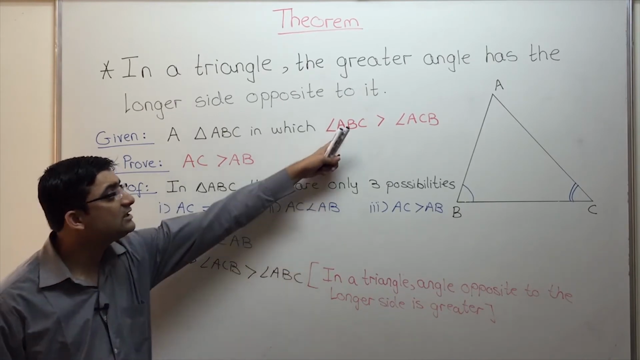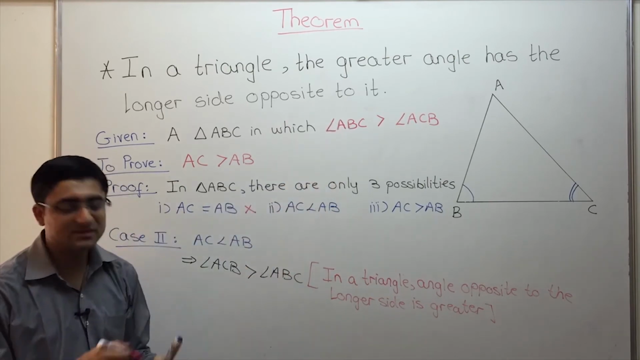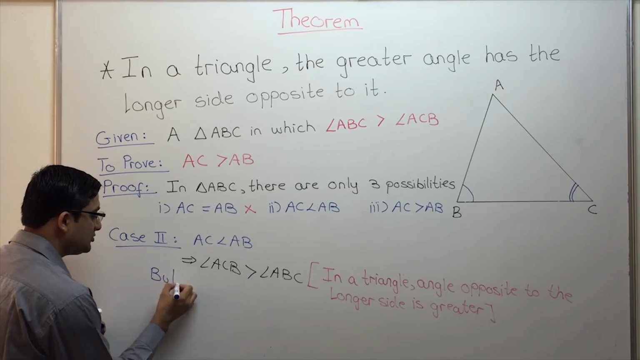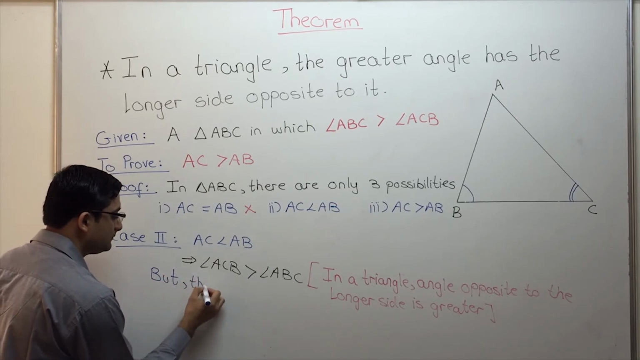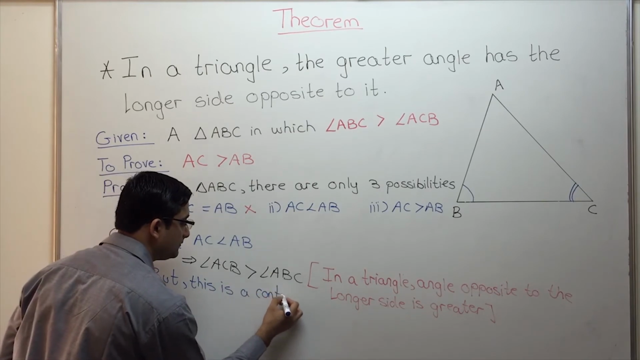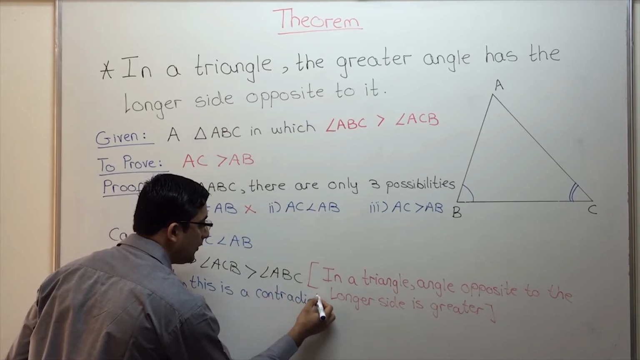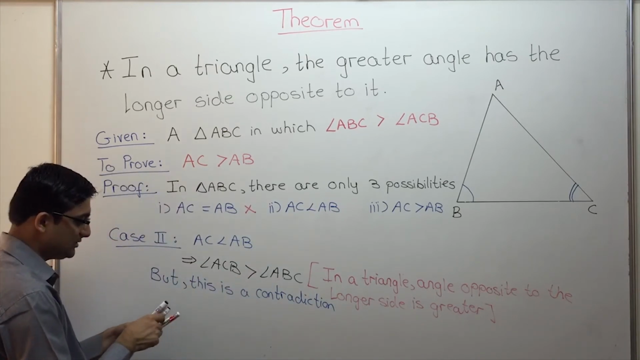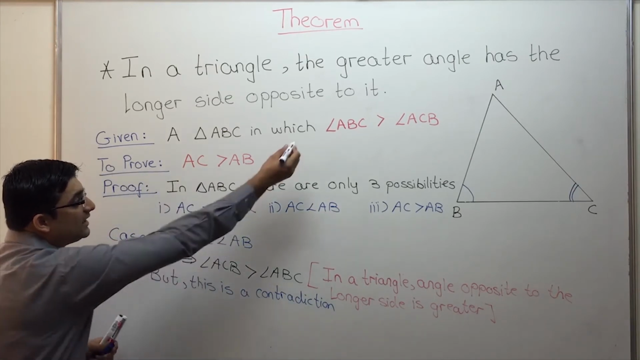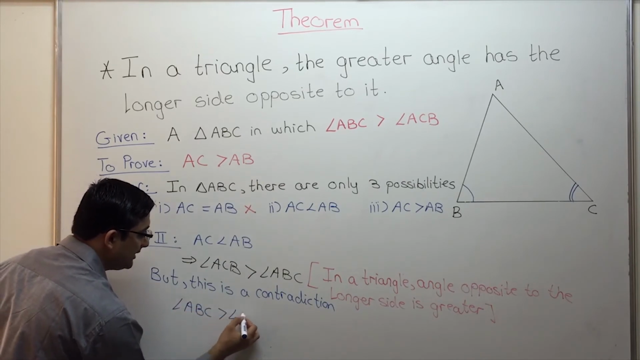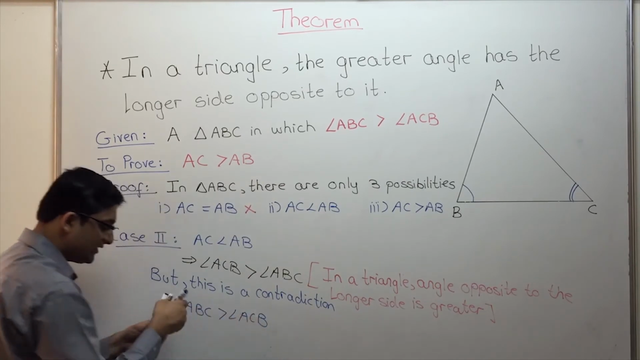What is given to us? The other way around. So again, this is a contradiction. So again, write over here, this is a contradiction. Why is this a contradiction? Because we are given the other way around. What is given to us? We are given that angle ABC is greater than angle ACB. This over here is given to us.